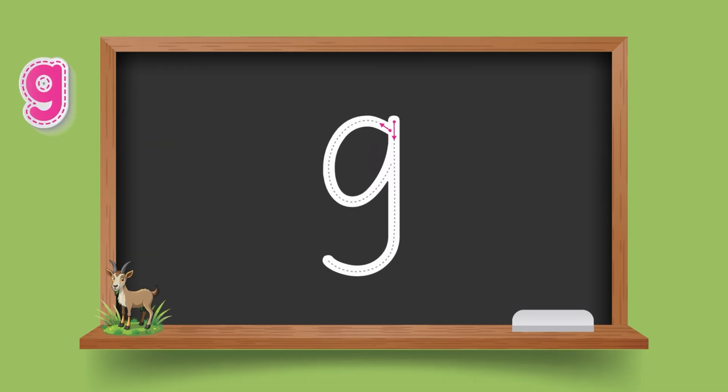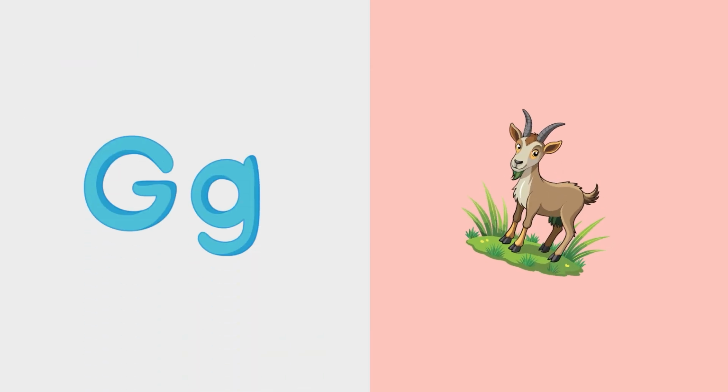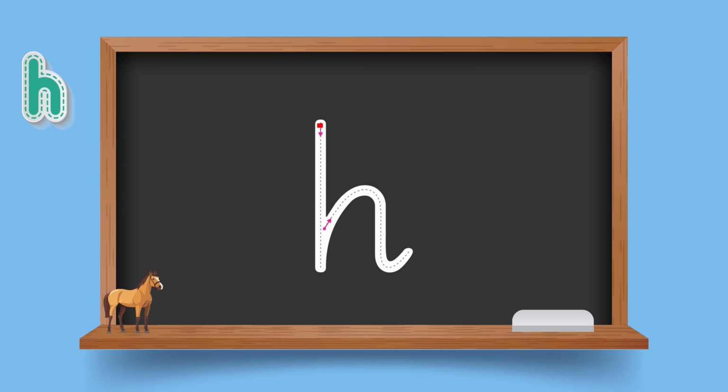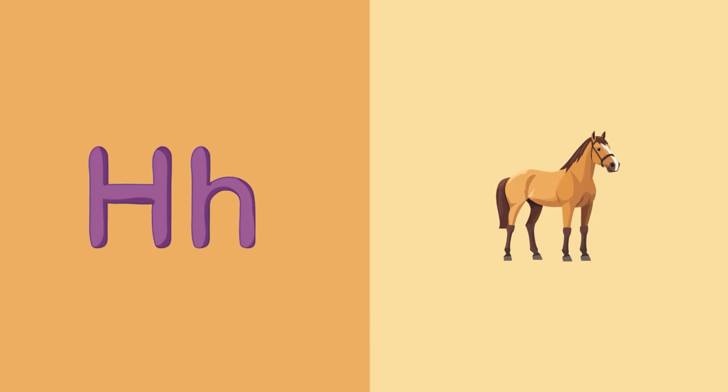Let's learn the letter G. All the way round, up, down with a curly tail. G is for goat. Let's learn the letter H. Top to bottom, up to the middle and over. H is for horse.